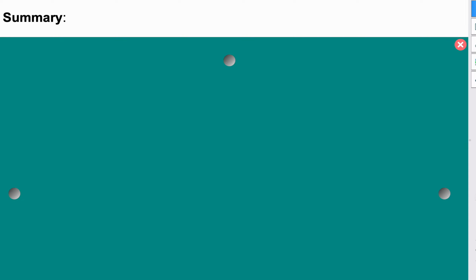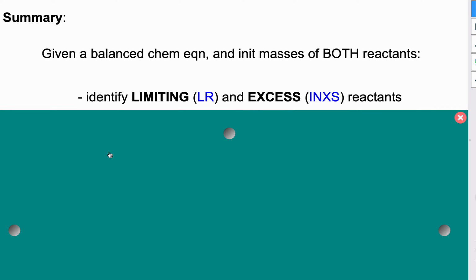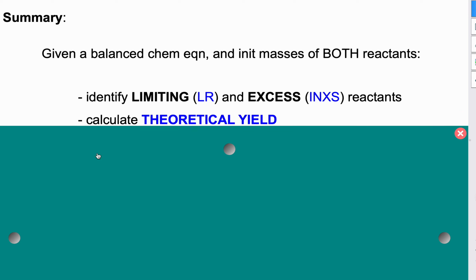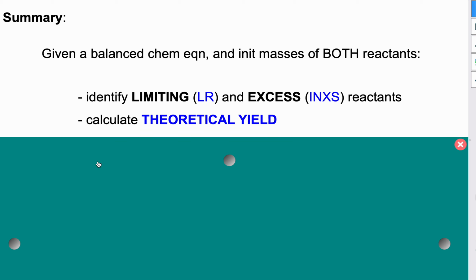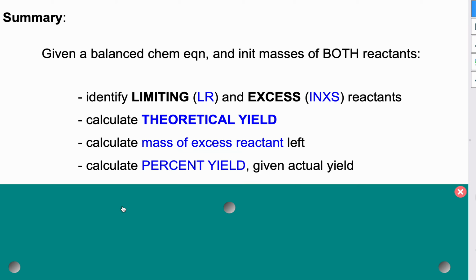So, to summarize, given a balanced chemical equation, and when you are provided the initial masses of both reactants, you should be able to identify the limiting reactant and the excess reactant, calculate the theoretical yield based on the limiting reactant, calculate the mass of the excess reactant left over, and then finally calculate the percent yield given the actual yield. That's pretty much it.